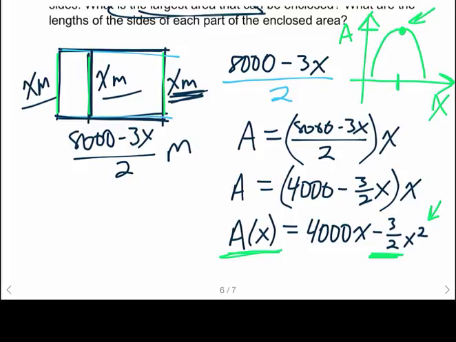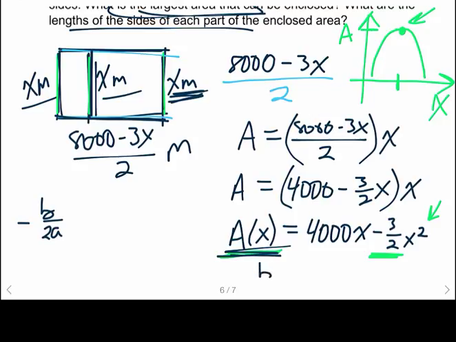Recall there's a formula. The x-coordinate of the vertex is negative b over 2a. So we need that negative b over 2a to know the lengths of the sides, at least the vertical sides. We'll figure out the horizontal by evaluating the expression once we find out what x is. And then we need the function evaluated at negative b over 2a to find out what the actual area is.